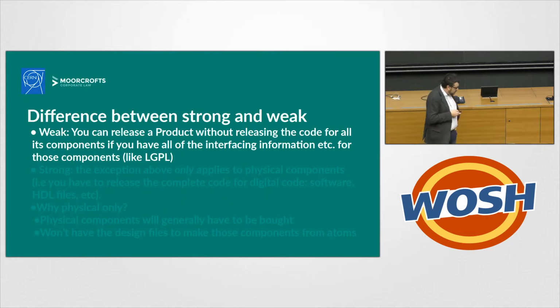And this is where it gets a little bit conceptually complicated. What is the difference between the strong and the weak copyleft versions that we've drafted? Well, with the weak version, you can release a product without releasing the code for all of its components if you have all of the interfacing information, etc., for all of those components. So in that way, it works a little bit like the LGPL, but upside down.